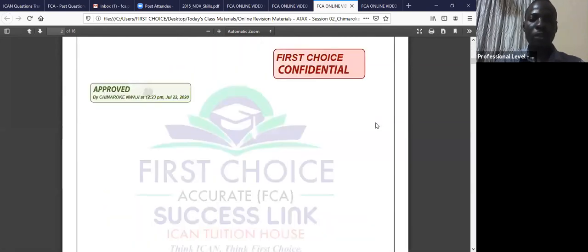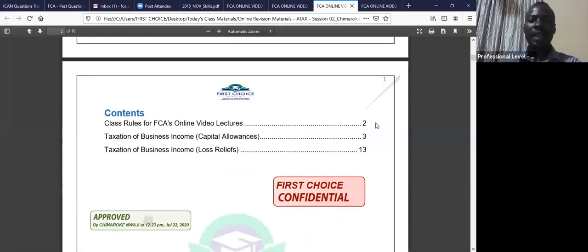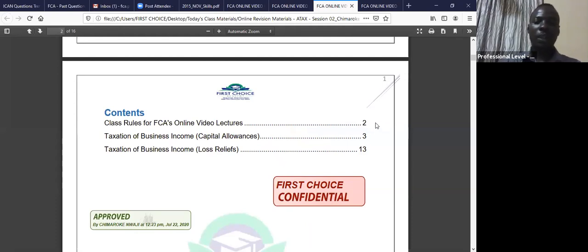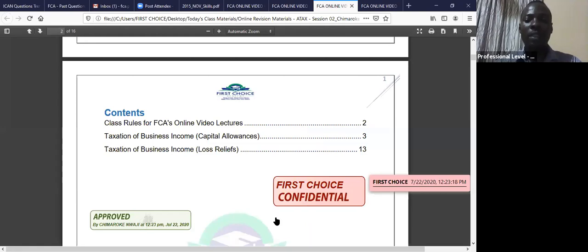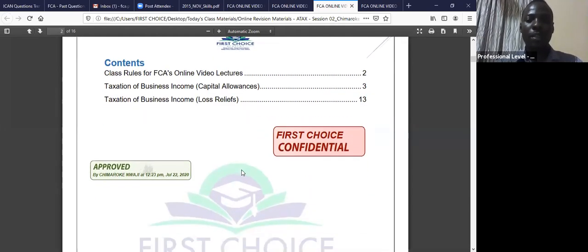We are going to be doing capital allowances and loss relief. Capital allowances and loss reliefs. These are important topics that we need to know so that we can move on in understanding taxation.